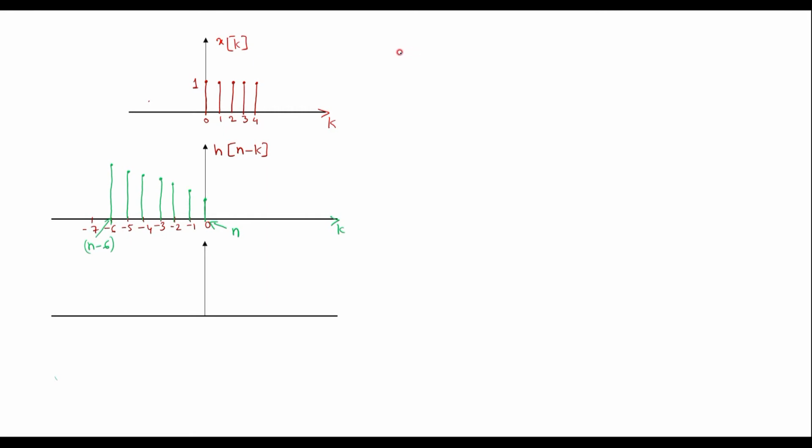Now I'll consider case 4. When n is greater than 6 and n minus 6 is less than or equal to 4. That is nothing but n is less than or equal to 10. Now we'll try to plot h of n minus k signal for n greater than 6 and n minus 6 is less than or equal to 4. Let this be h of n minus k and this is k axis.